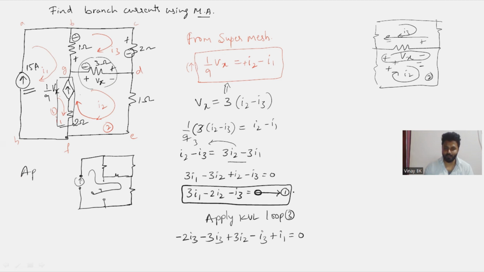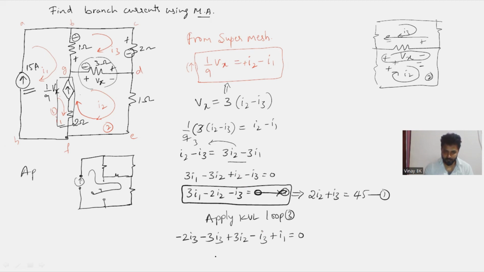So by substituting the value of I1 here also, 3 into 15 is nothing but 45. So you can rewrite here 2I2 plus I3 equals 3I1. 3 into 15 is nothing but 45. This is equation 1. Sorry for that, not this. Similarly, here you substitute the value of I1.